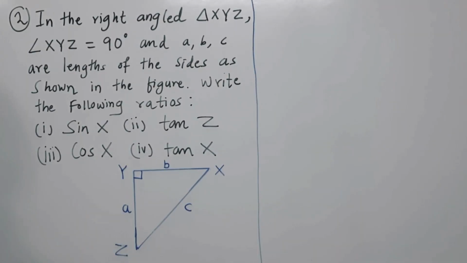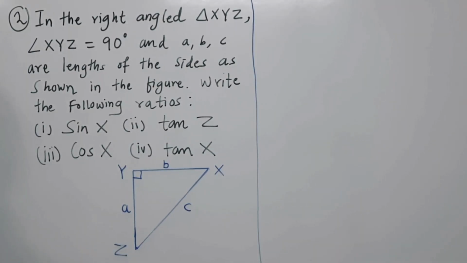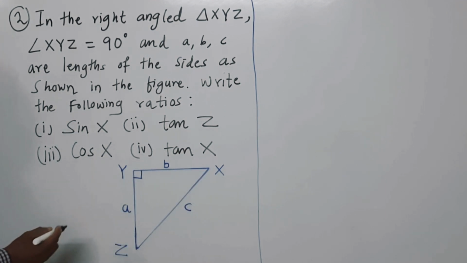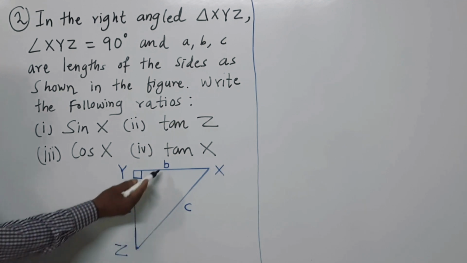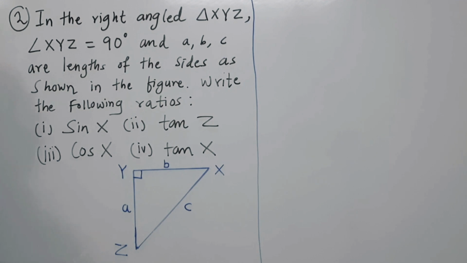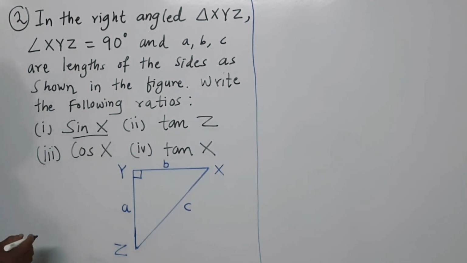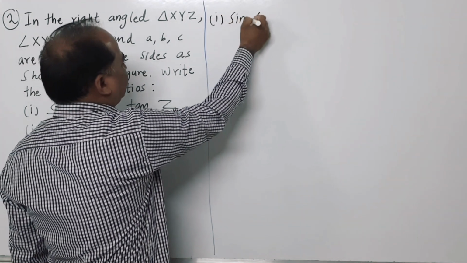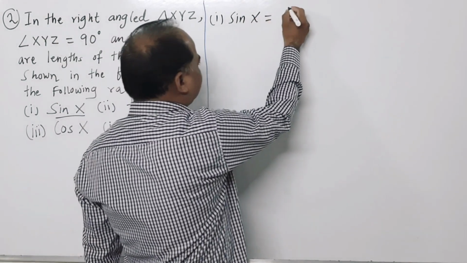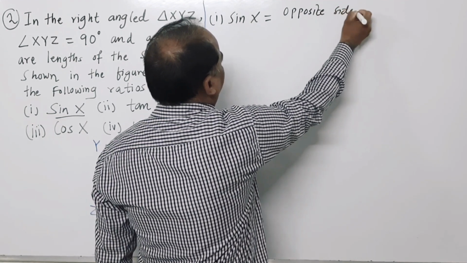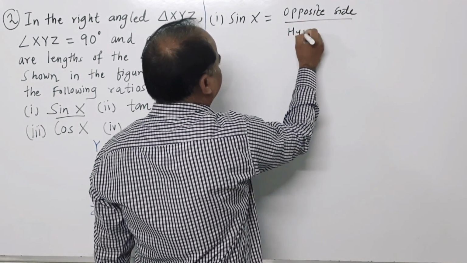Example: in right angle triangle XYZ, angle XYZ is 90 degrees, and a, b, c are the lengths of the sides as shown in the figure. Write the following ratios. First, sine X. Now we know the trigonometric ratio of sine: sine X is equal to opposite side upon hypotenuse.